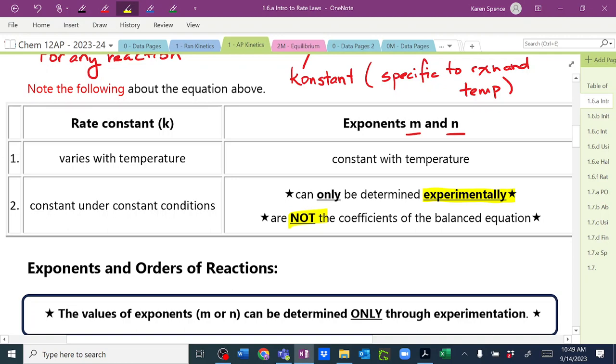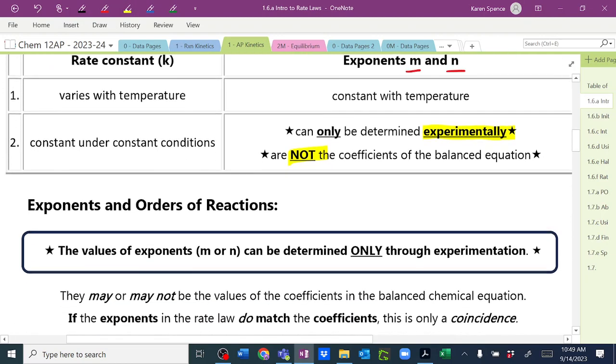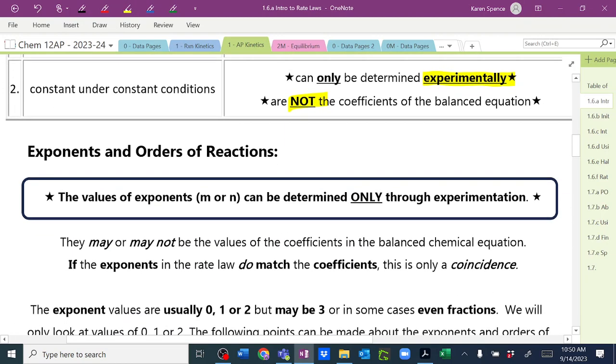So that's just a little summary table. Oh, and look, I thought it was so important I put it in a box with stars in it. The exponents m or n can only be determined through experimentation. They may or may not be the values of the coefficient. If they do match the coefficients, that is just a coincidence.